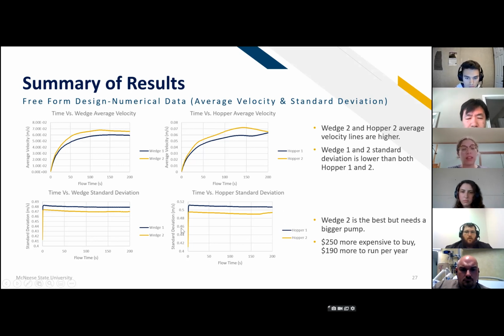And it looks like the standard deviation for the 2 new pool designs is lower than the original designs, which means that the data is more uniform and contains a better circulation, along with the higher average velocities found. Now, between the wedge and hopper designs, both of the wedge designs have better standard deviation data because the standard deviation is lower than the hopper designs. So based on the visual aids and this data, especially the standard deviation data, the wedge 2 design is the best design of the 4.